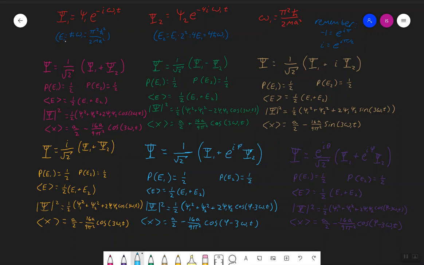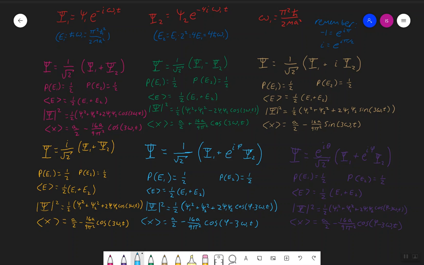Because the energy, if you recall from our video before, we got that the energy of the first state was pi squared h bar squared over 2ma squared. And because the energy is proportional to n squared, the second energy level is E1 times 2 squared, which is 4, so 4E1, which is 4 h bar omega 1. Which would then be 2 pi squared h bar squared over ma squared.